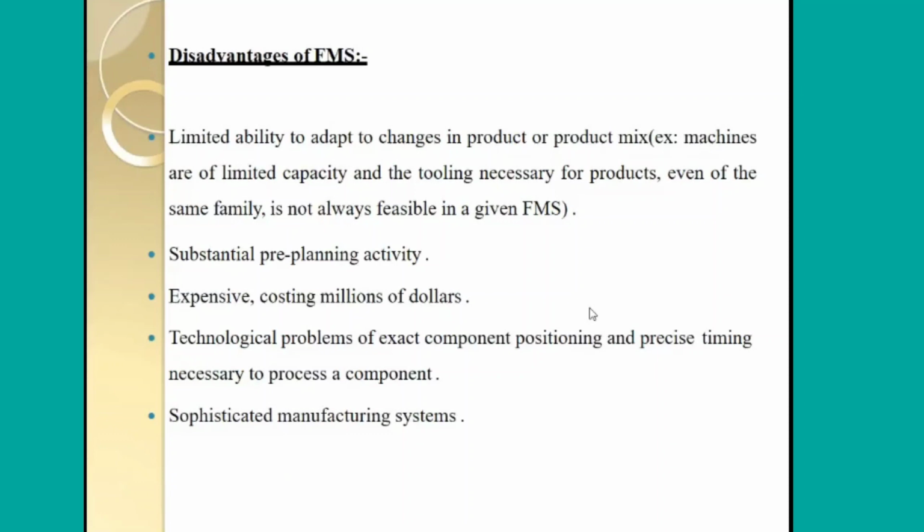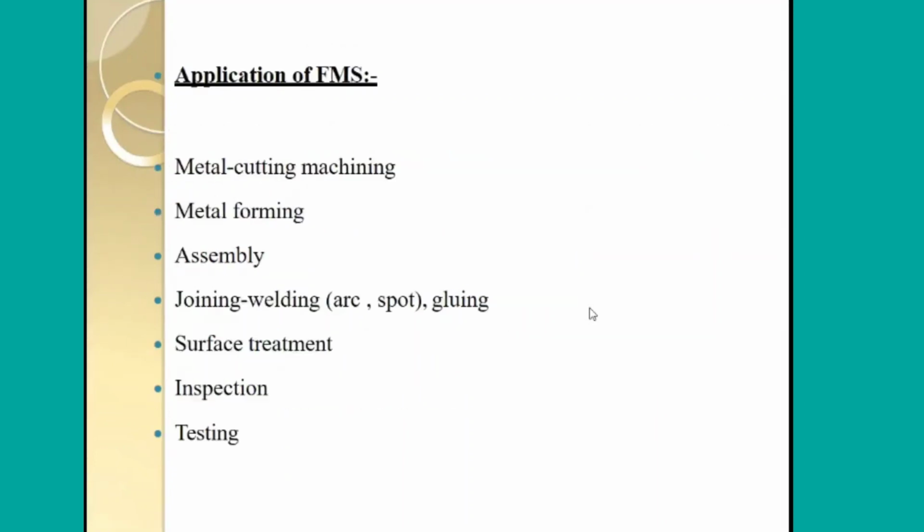There will be 3 types: small scale, medium scale and large scale industries. For small scale industries, FMS will not be beneficial because cost-wise it is more expensive. That's why large scale industries and automated industries go for this flexible manufacturing system.